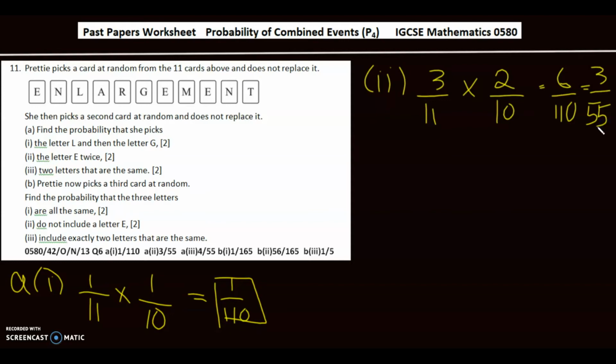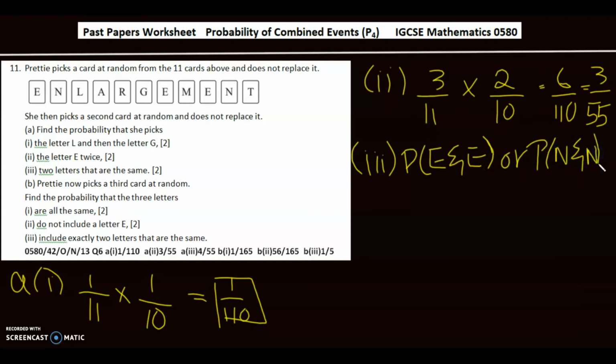Part 3, 2 letters that are the same. So that means she either gets E and then again E, and which other letters do we have twice? N is twice. So probability of N and again N. So we already have probability of E and E, which is 3 upon 55, plus probability of N and then again N. Probability of N is 2 upon 11 times 1 upon 10. So we should get 4 upon 55 as the final answer. Let's see.